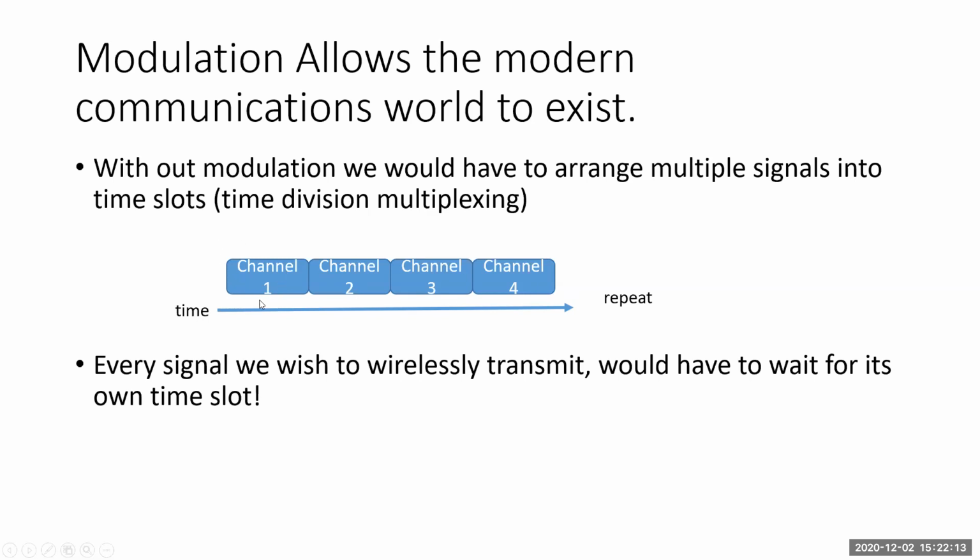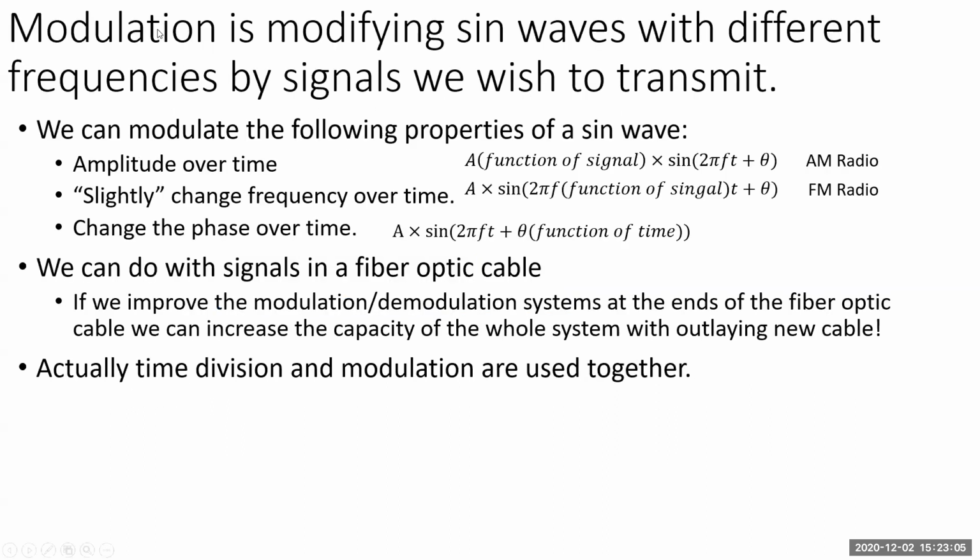Now in fiber optics, this is going on, but you can send so much data that even though you're only getting a turn every so often, it's happening so fast that it looks seamless. But think about it, if we didn't have modulation, every time we wanted to talk on the cell phone, only one cell phone could transmit at a time. Cell phones do time division multiplex, but you also need to modulate a carrier frequency to have simultaneous communication.